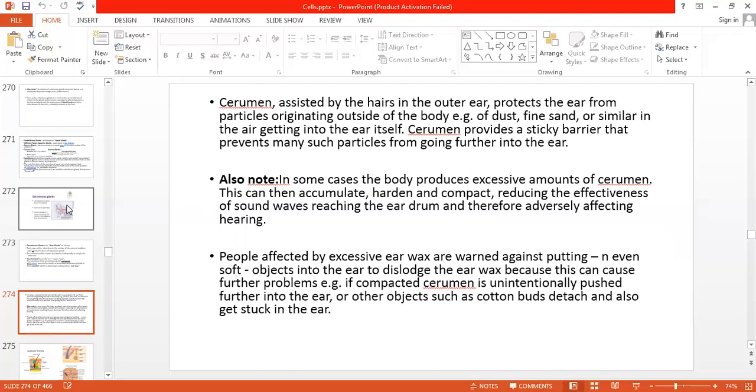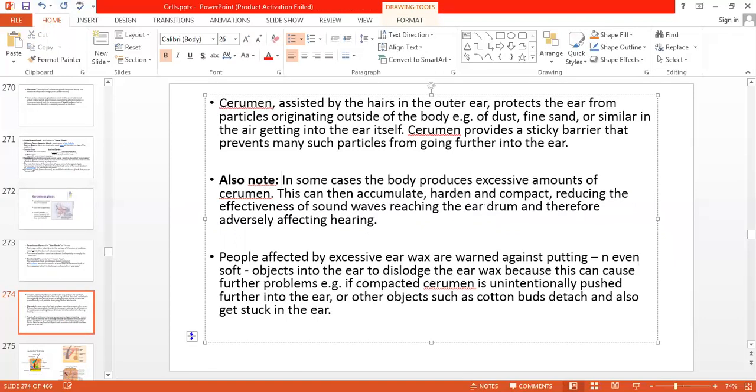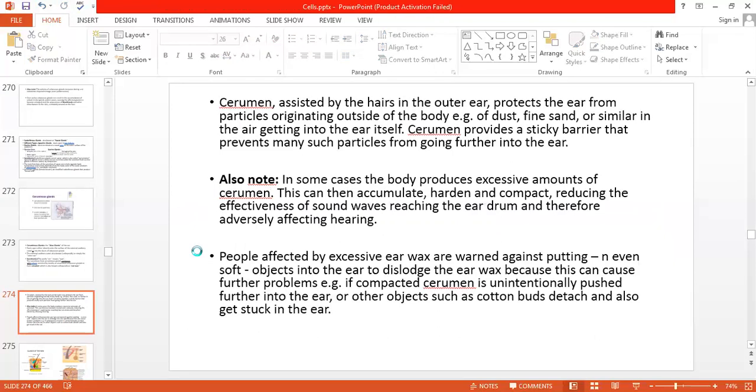In some cases, the body produces an excessive amount of cerumen. This can accumulate, harden, and compact, reducing the effectiveness of the sound waves reaching the eardrum and therefore adversely affecting hearing.